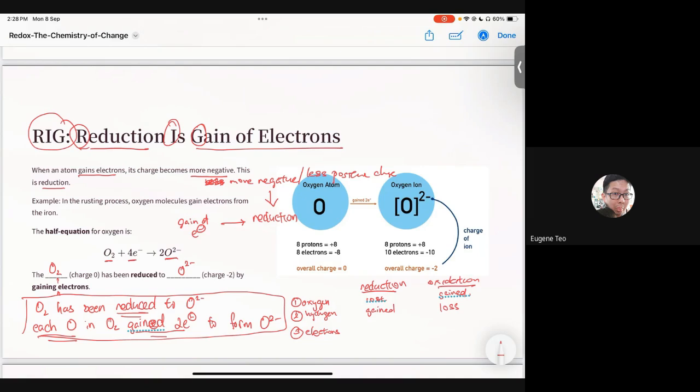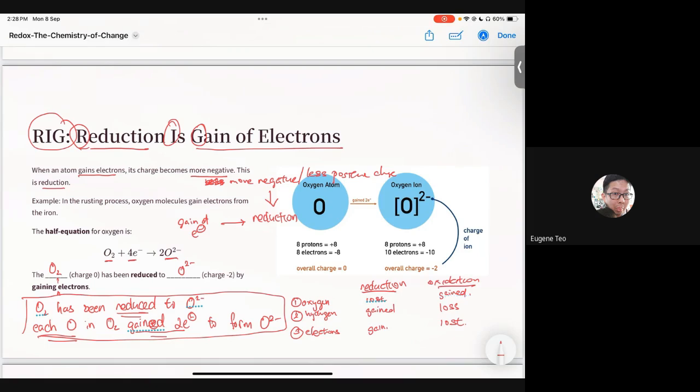So you think OIL RIG. OIL: oxidation is loss of electrons. RIG: reduction is gain of electrons. So we have gone through these 3 different definitions now. These 3 are easier. That's why I went through them like a breeze.